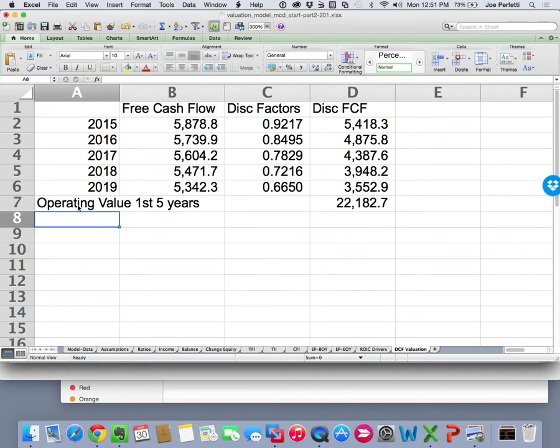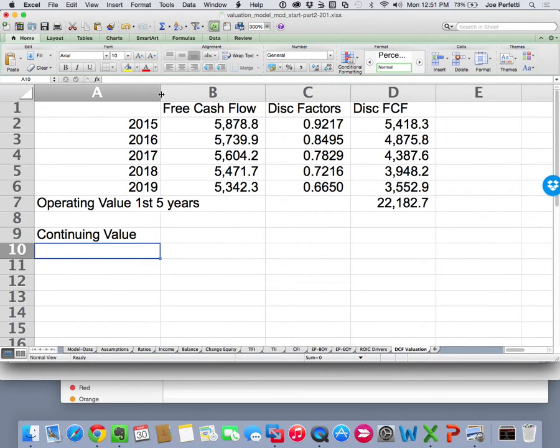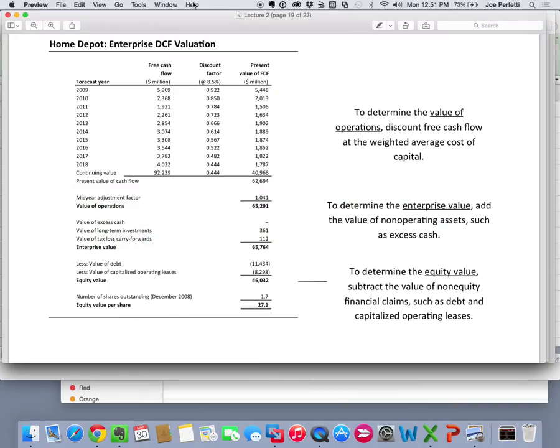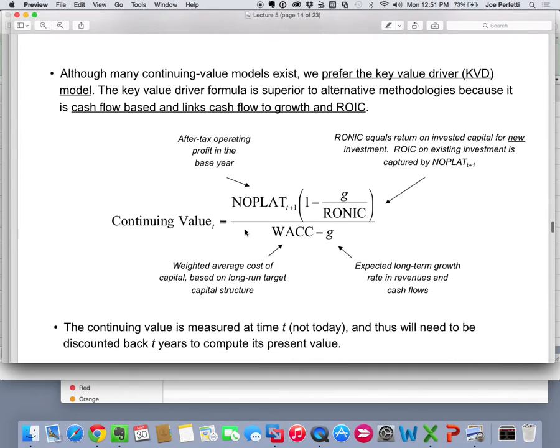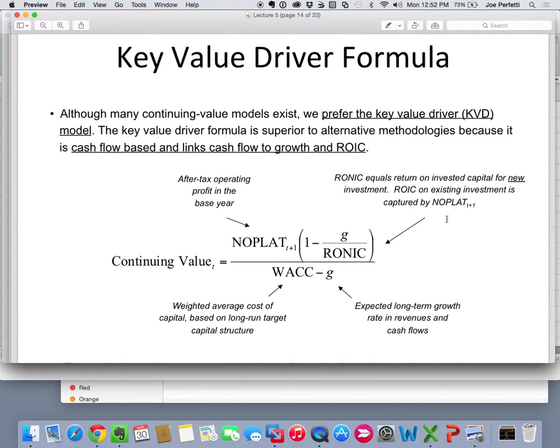Okay. Now, McDonald's will continue after 5 years, so we're then going to get into the continuing value period. So continuing value for McDonald's is the value of year 6 going forward. Well, in the last lecture note, lecture 6, this is what we said. We're going to use the key value drivers formula for the continuing value of the free cash flows. Okay, so the operating value of cash flows is the key value driver formula. It has 4 elements to it.